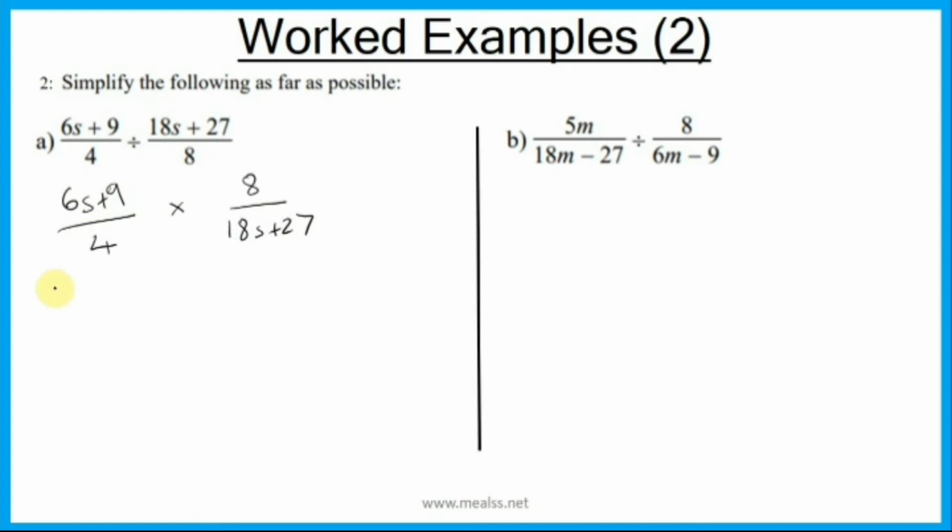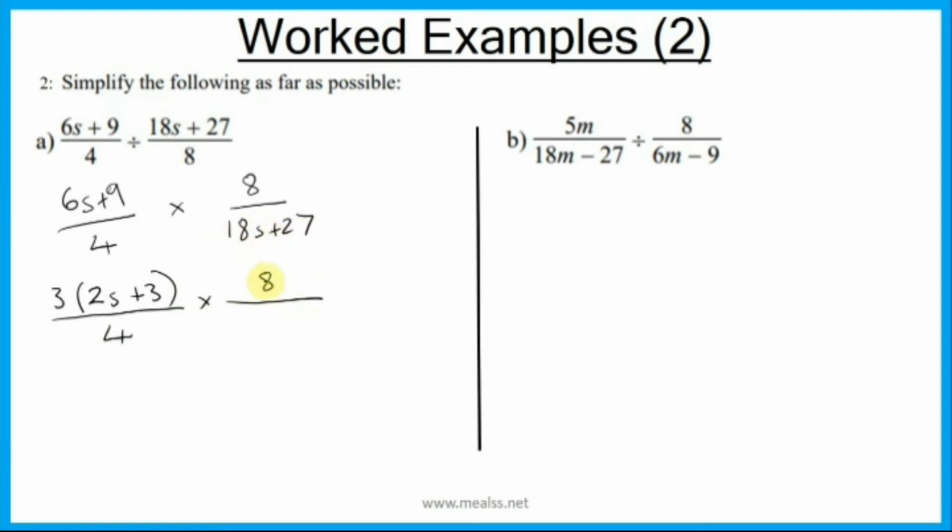What's common to 6 and 9? Well, that's going to be 3. So it's going to be 3, and what do we multiply 3 by to get 6s? So it's going to be 2s. So 3 times 2s is 6s. 3 times what is positive 9? So it's 3 times positive 3. And the bottom stays the same. Multiplied by 8, that stays the same.